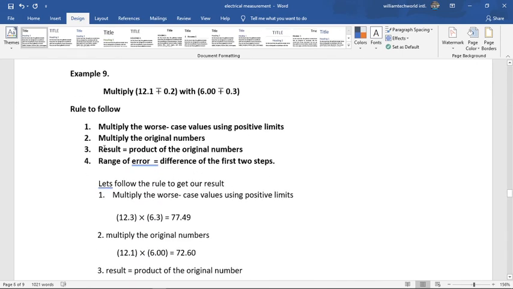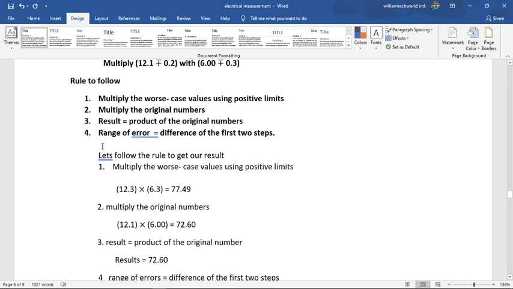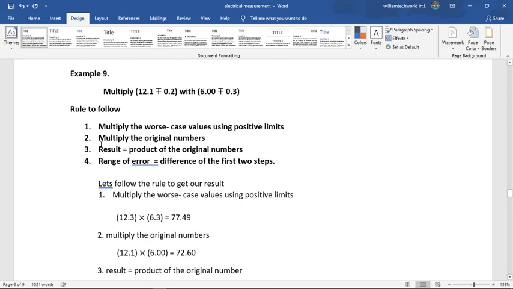Now we're going to go to example 9, which is multiplication. In the multiplication rule, we are told to multiply 12.1 plus or minus 0.2 with 6.0 plus or minus 0.3. So the rule is very clear. Firstly, the rule for multiplication says to multiply the worst case value using the positive limit.